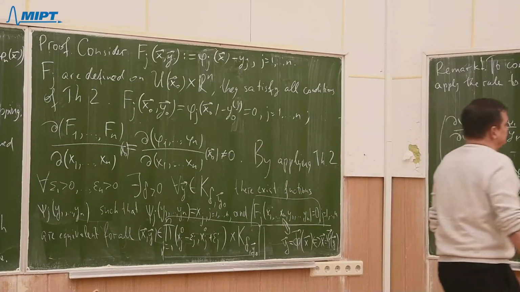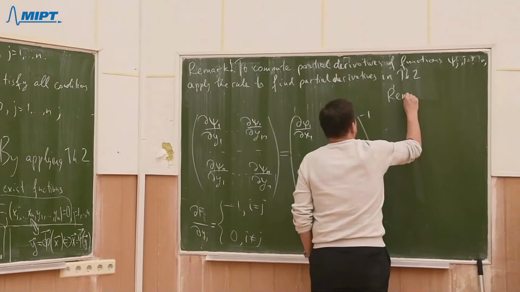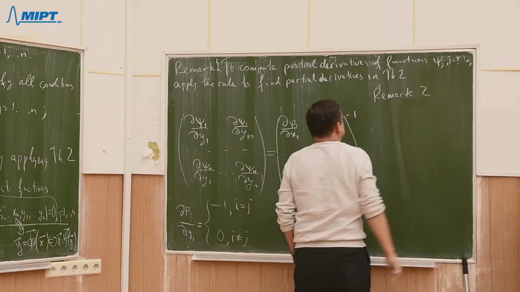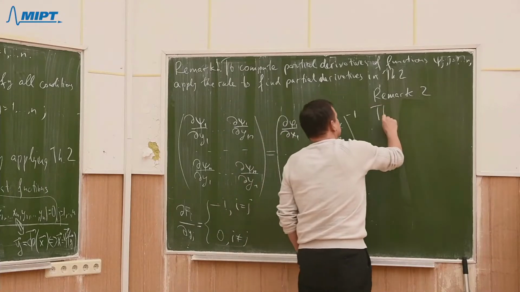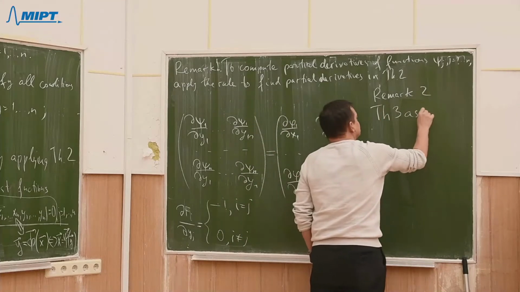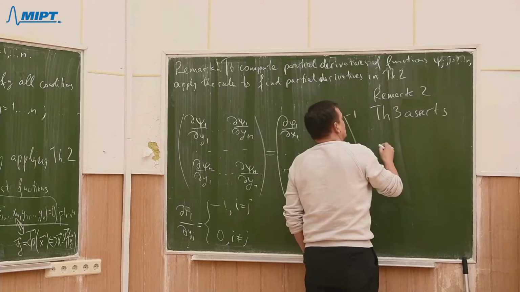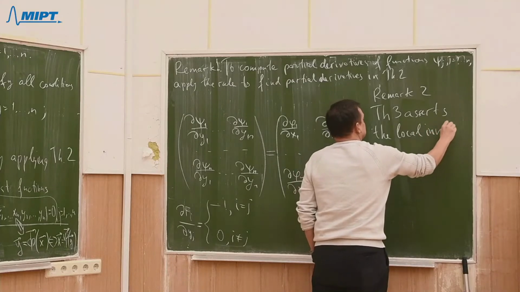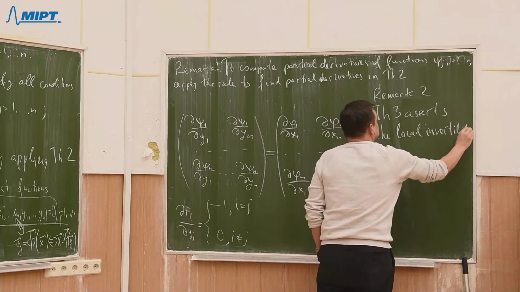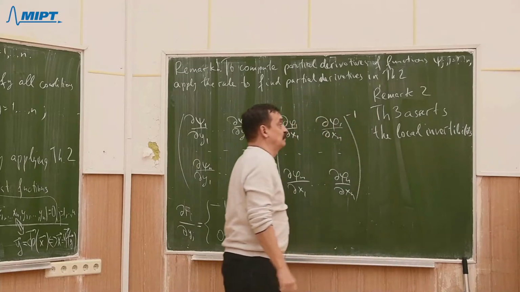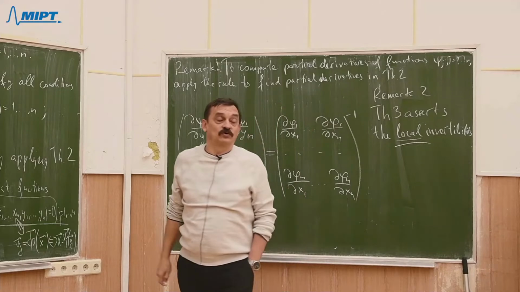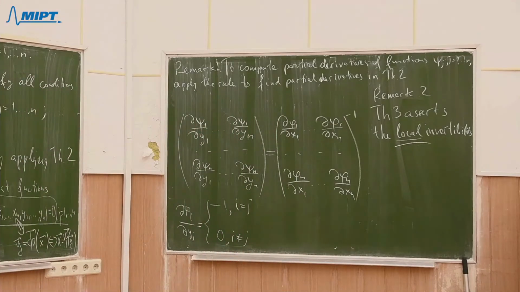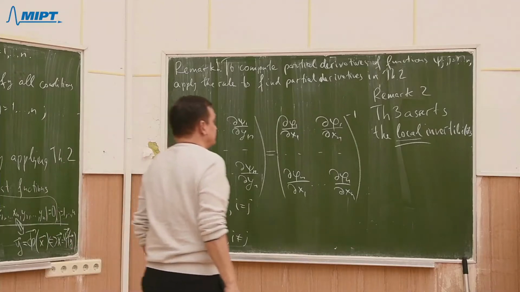Remark 2, maybe. I wrote it also here. Theorem 3 asserts the local invertibility. The local, that's important. We cannot guarantee the global invertibility. Why? Example.